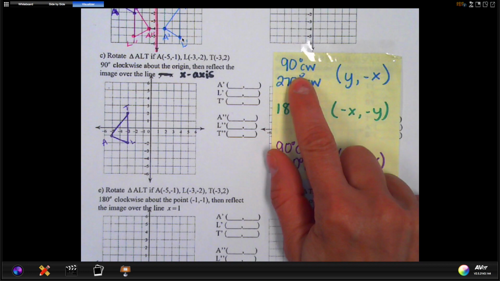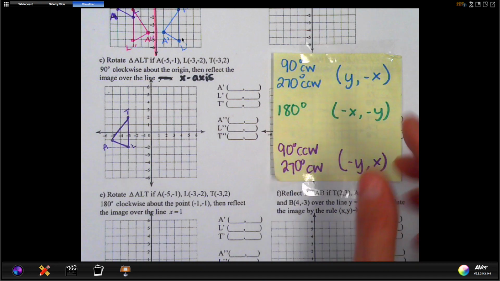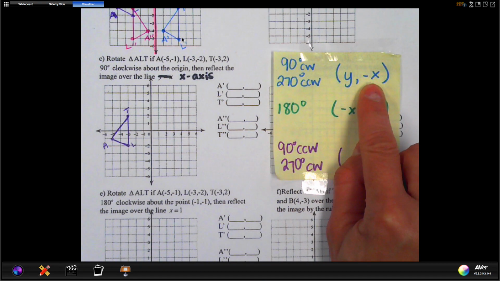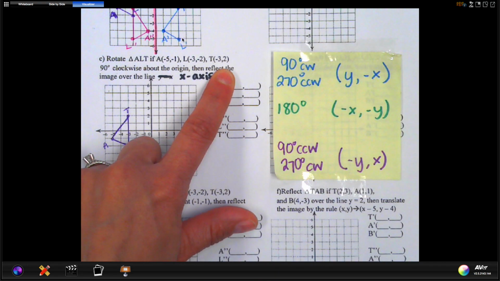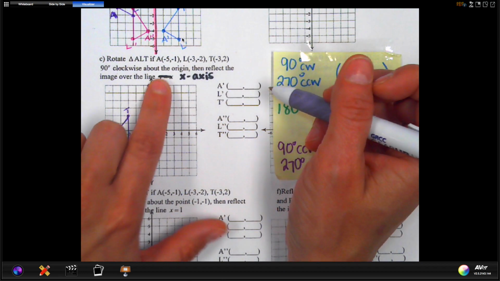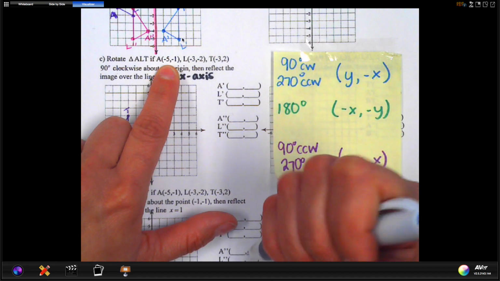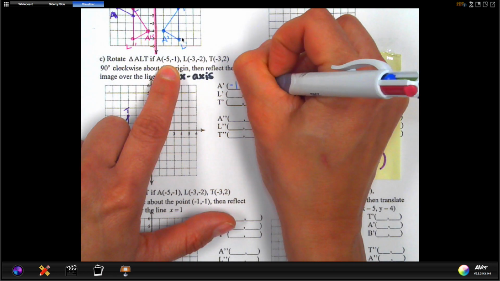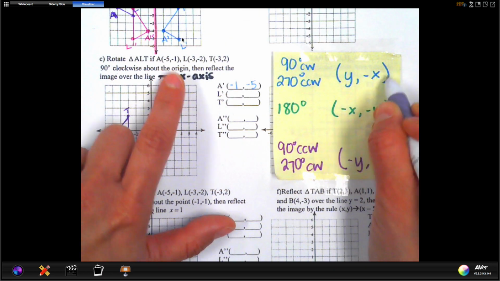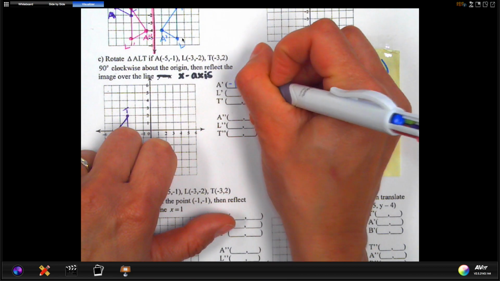So our rule for that, 90 degrees clockwise, means we need to switch the x and y coordinate around and then make the second coordinate opposite. So we need these originals here to do that. So we're going to write them first this time. So if I switch A, -5, -1. If I switch that around, I get -1 first and then -5. Well, then it says I need to make that second coordinate opposite. So instead of -5, we're going to make that a +5.